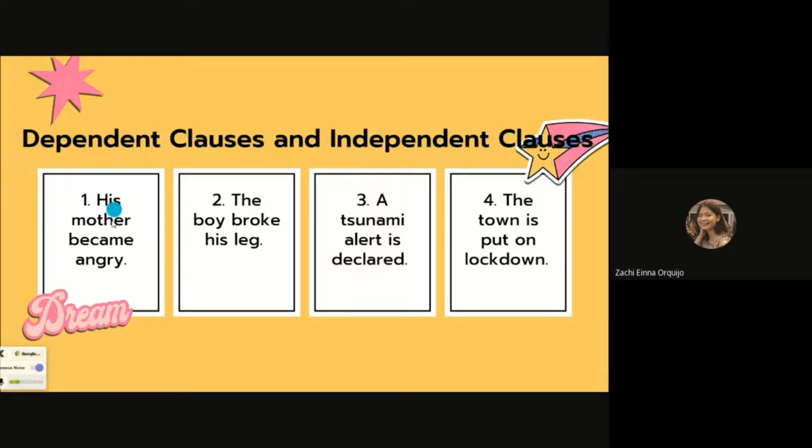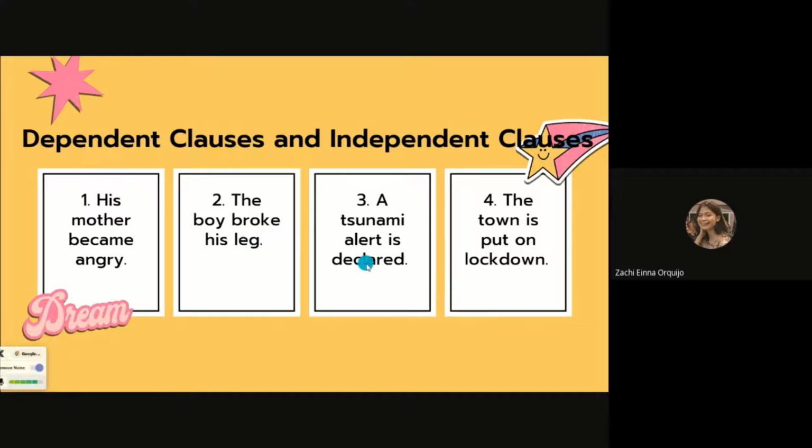Halimbawa, his mother became angry. So dito sa example na ito, alam natin na nagalit ang isang nanay. Okay? Buo ang diwa. Naiintindihan natin ang pangungusap na ito. Pangalawa, the boy broke his leg. Walang kulang, tama? At naiintindihan natin na may isang bata na nabali ang kanyang buto sa legs. Okay? So ito po ay independent clause.